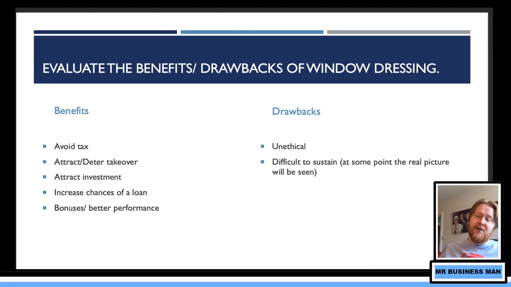Benefits: it can attract or deter takeovers depending on what you want to do, because you can make it look better or worse. If you want to take over, it might be worth doing a bit of window dressing and making it look better. Attract investment, increase your chances of a loan, bonuses, or better performance. So again, it makes it sound like I'm trying to endorse really horrible things. It's not that I'm trying to endorse really horrible things. It's just that a bit of tweaking here and there seems fair game in that regard, doesn't it? So it is a hard one, but yeah, that's what window dressing is.